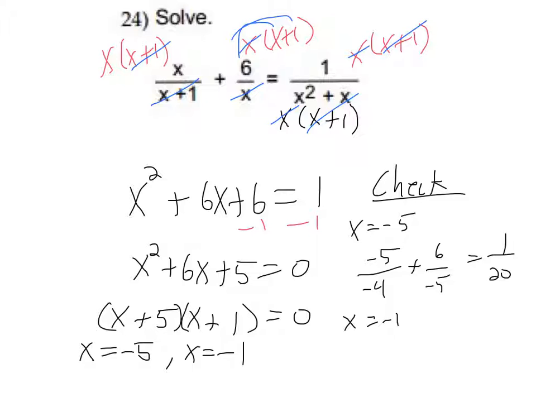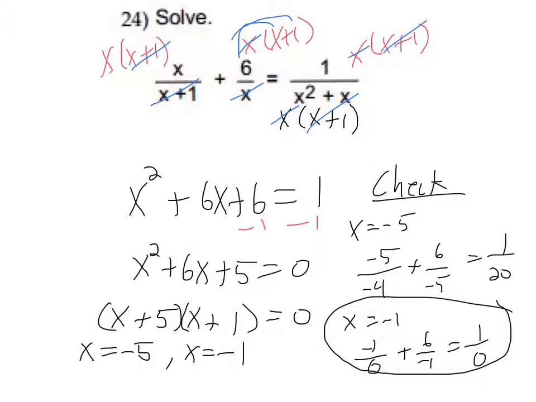Check x equals negative 1. We'd get negative 1 over 0 plus 6 over negative 1 equals 1 over negative 1 plus 1 is 0. Dividing by 0. This stuff, I almost called it crap, and now it's on video. Man, oh well. This is what you've got to avoid. Do not divide by 0.